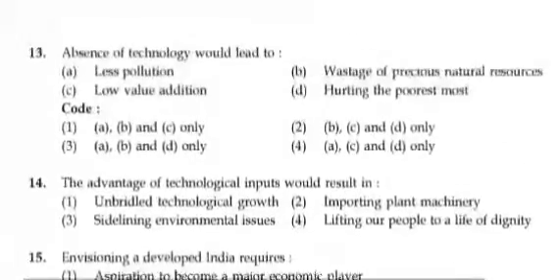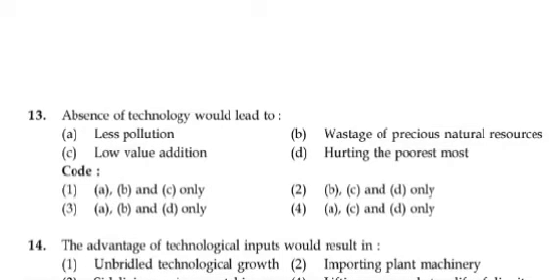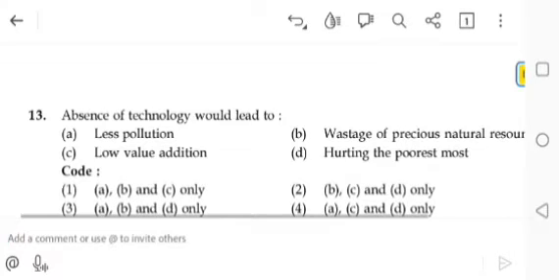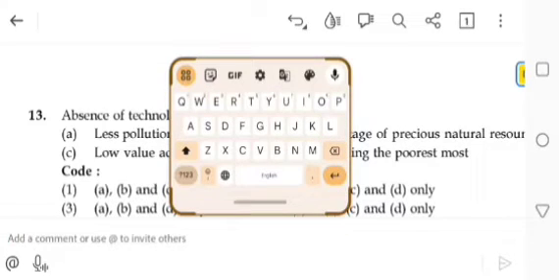Okay, number 13. Absence of technology would lead to what? Less pollution, wastage of precious natural resources, low value addition, hurting the poorest most. Options: A, B, C; B, C, D; A, B, D; A, C, D. So it will be number 2. That means B, wastage of precious natural resources.